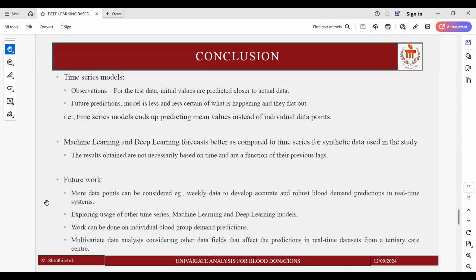As a part of the future work, what I would propose is that I have only made use of a single variable for prediction. But we can see that there are other data fields that may be affecting the forecasting accuracy.